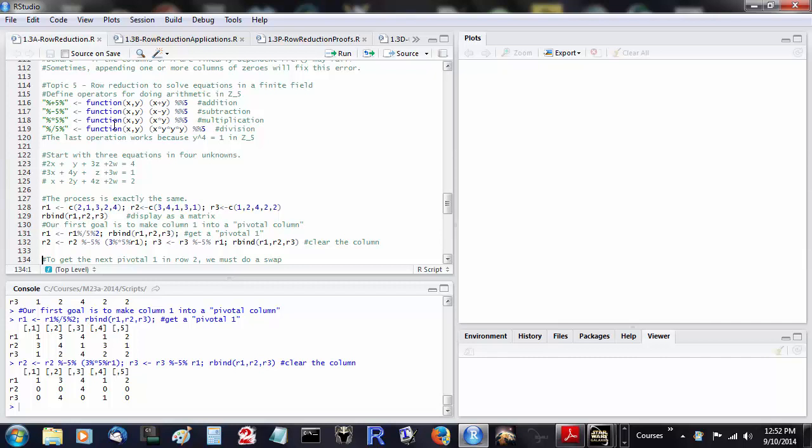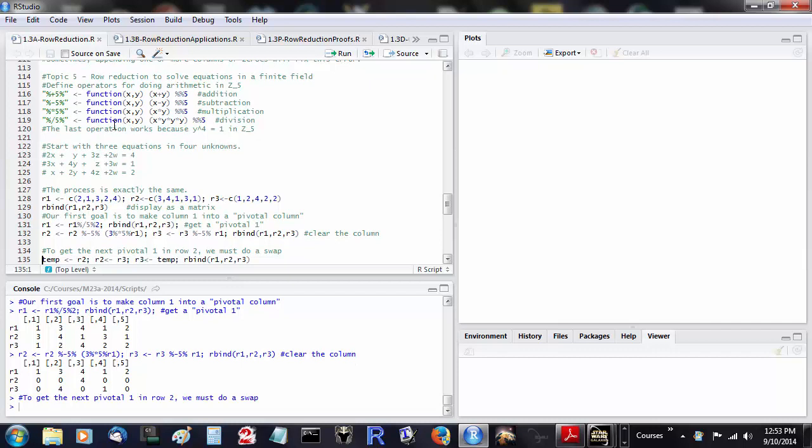A word of warning about this. I had to put those parentheses in because ordinarily R knows about the order of operations. However, these are special operations that we have decided to define, and it doesn't know that it's always supposed to do multiplication and division before it does addition and subtraction. And those parentheses around the 3 multiplied mod 5 by R1 show do that multiplication before you do the subtraction.